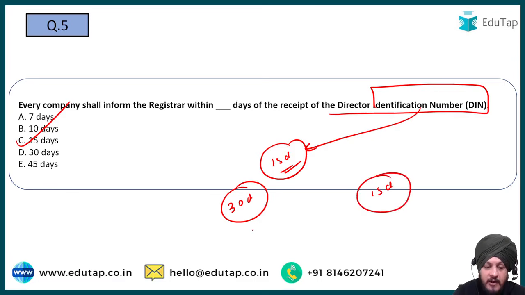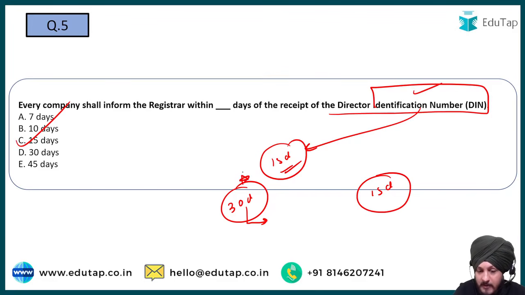अब 30 डेज वाले में क्या होता है, basically the director must intimate the company, right? It must intimate the company within this 30 days, or you can say 1 month, of receiving it from the central government. The moment he receives this DIN from the central government, he must intimate the company within 30 days.